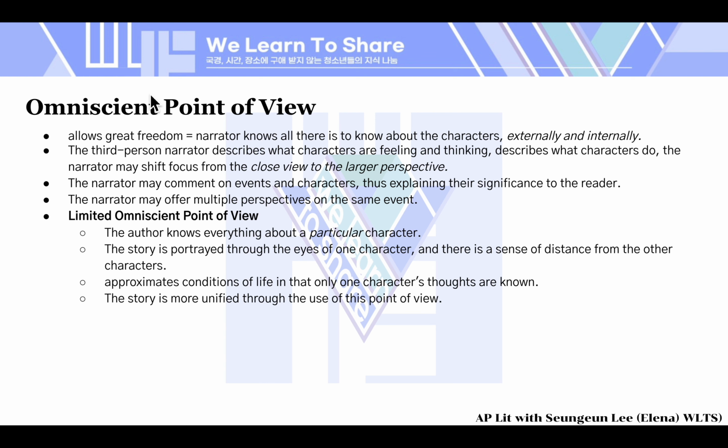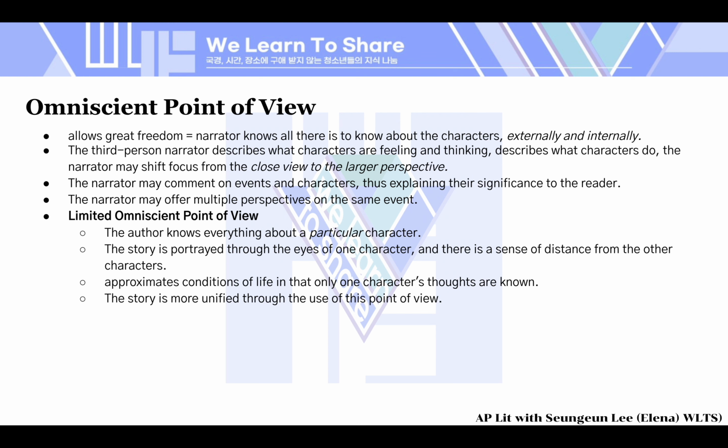And then, because this is so important, let me explain this one more time. So we have omniscient point of view, which allows great freedom, in which the narrator knows everything of the characters. It's both external, meaning what happens around the character, and internal, so what happens within the character, like his mind, feelings, etc.